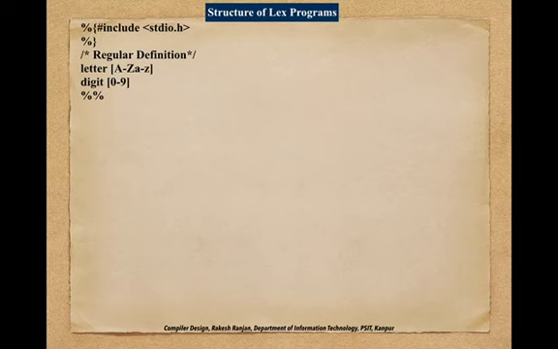So this is the structure. First we write #include <stdio.h>. This is the declaration part, and it is written within the percent symbols. Regular definitions we can have here, and the first is letter. Letter can be represented by capital A dash Z, small a dash z. Digit can be represented by 0-9. Then %%, two percent symbols. Now it divides this into another part.